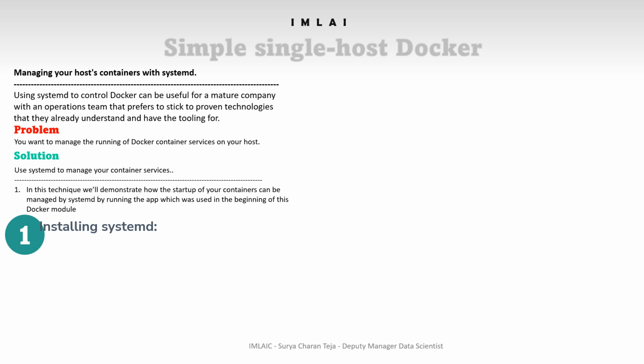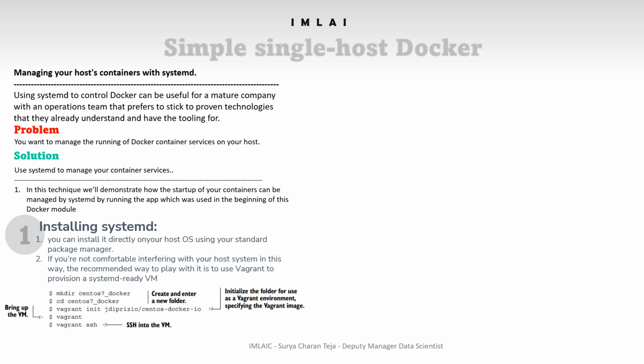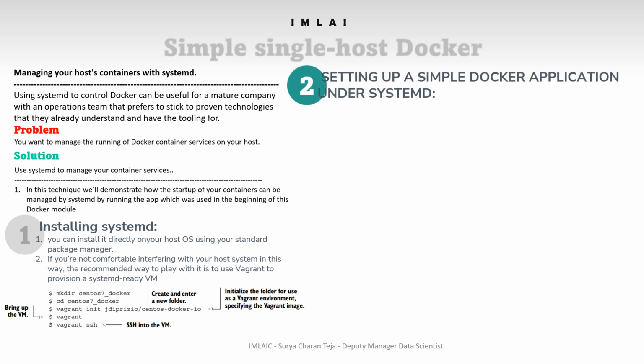If you are not comfortable interfering with your host system in this way, the recommended way to play with it is to use Vagrant to provision a systemd-ready VM. Either way, you can do that just to cross check whether you have systemd or not. Once it is cross checked, it is time to set up a simple Docker application under systemd.